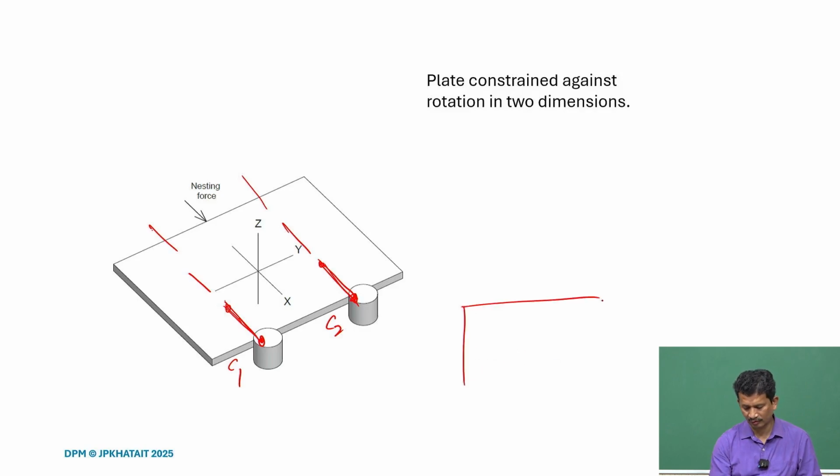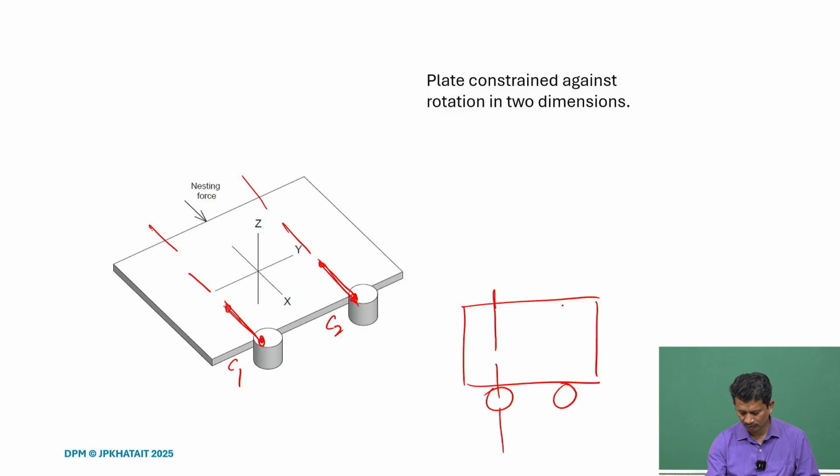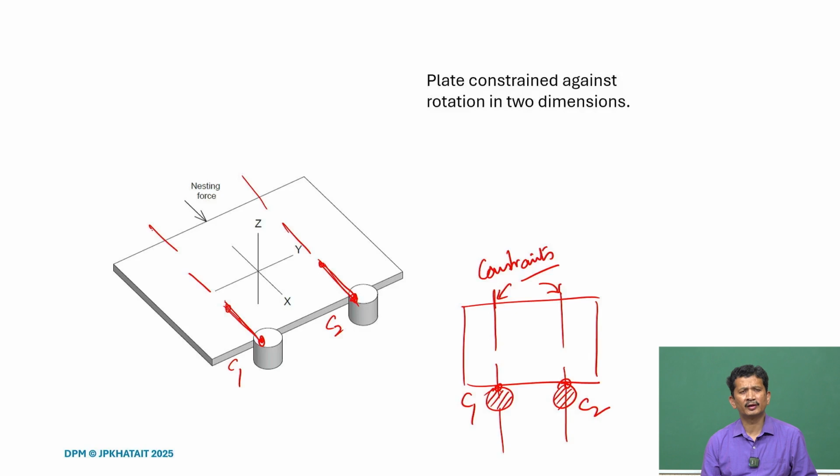If we just look at this object and we create these two posts, C1 and C2 here, these are two constraints. What will happen in this case? Both the constraints are in the x direction. So what will be the resultant effect? There will be two constraints, but both are in the x direction. We will try to see.